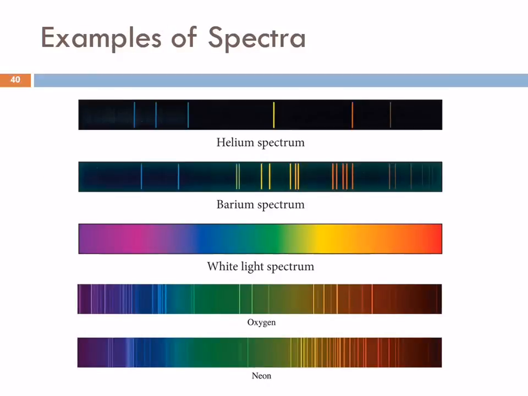So this is the emission spectrum of helium, barium. This is white light, such as from the sun or from perhaps an incandescent light bulb. Here's oxygen and neon. And we see that the patterns of the lines are different. Which lines are present is different. The colors are going to line up. Well, they would if they were. These line up, but they're separated based on their wavelength.